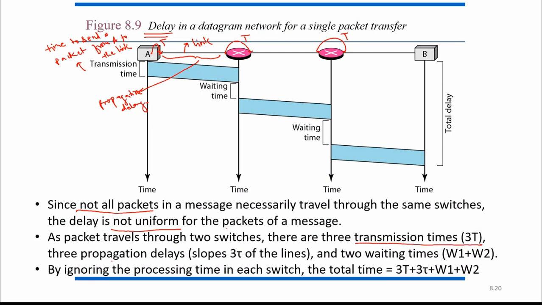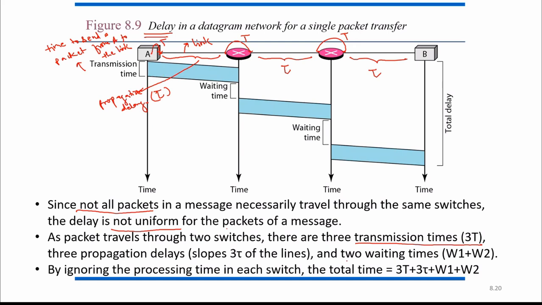Then 3 propagation delays. This is propagation delay 1, that is tau, then again another tau, and then the third propagation delay. So 3 times the propagation delay. This propagation delay is equivalent to the slope of the line. So this is the line, and the slope of this line gives the propagation delay.